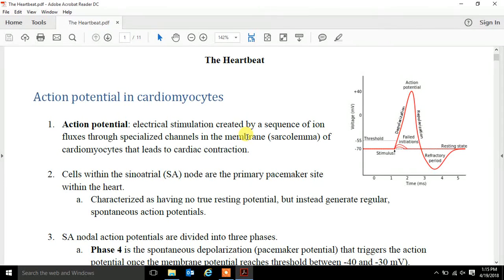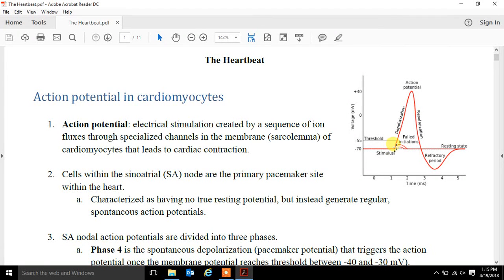So action potential is the electrical stimulus created by a sequence of ion fluxes through specialized channels in the membrane. A lot of times we think of this as the sarcolemma of the cardiomyocytes that leads to cardiac contraction. If we look over here on the right, here's our voltage as a function of time. We're in milliseconds. We've got some resting potential down here. It's usually around -70.